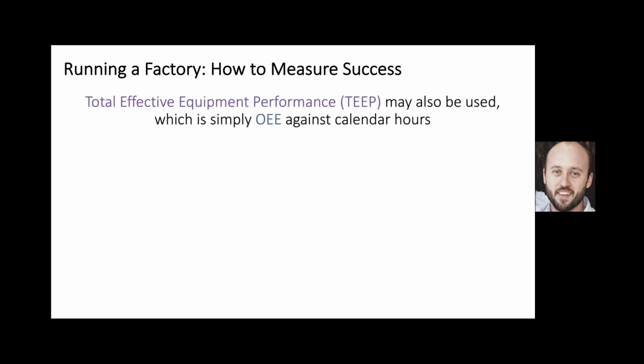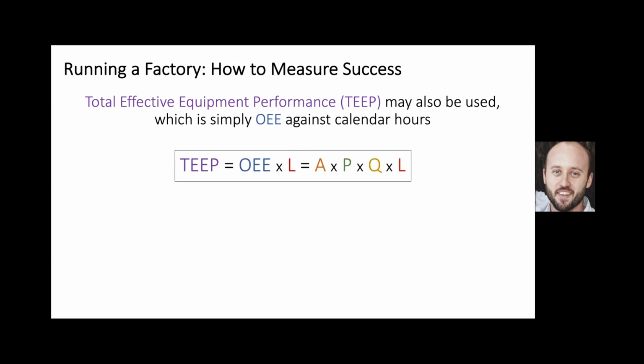So we can also expand this a little bit more and look at total effective equipment performance, or TEEP, which is basically just taking our OEE and also adding another variable called loading. And this is where we just want to know that the calendar time that we've actually scheduled for operation is truly available. So we can add that to the equation as well.